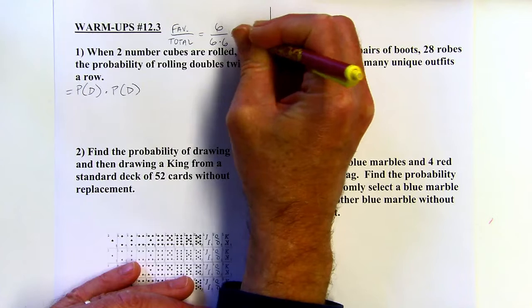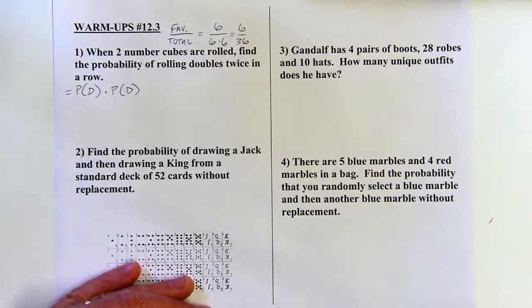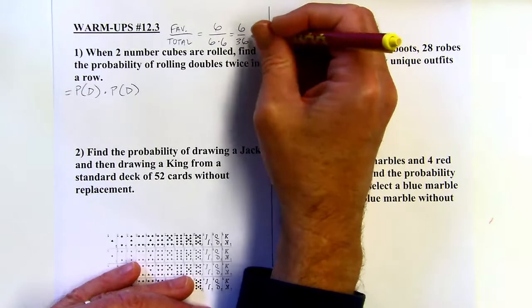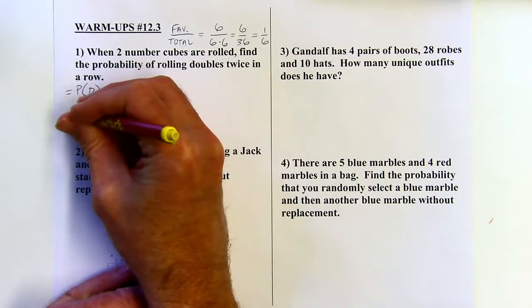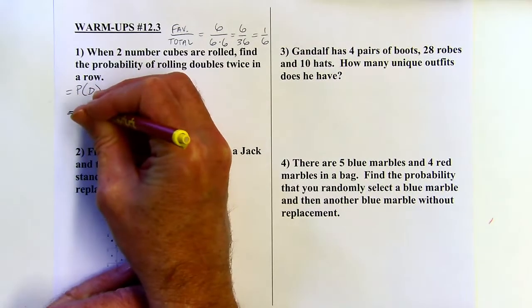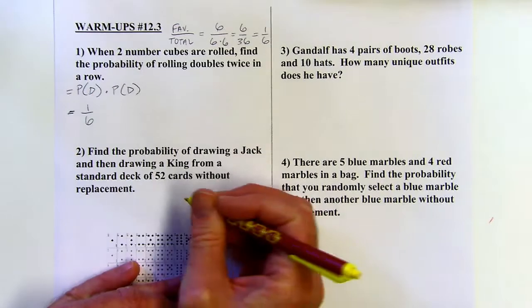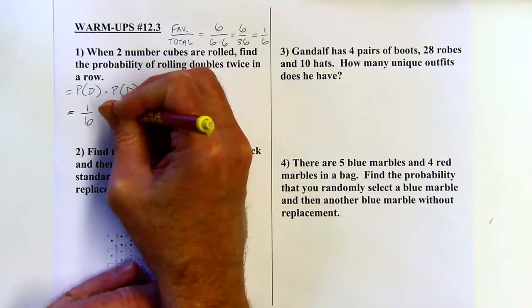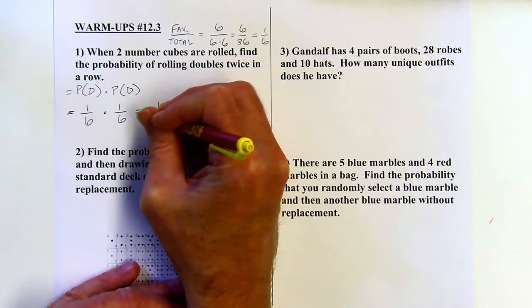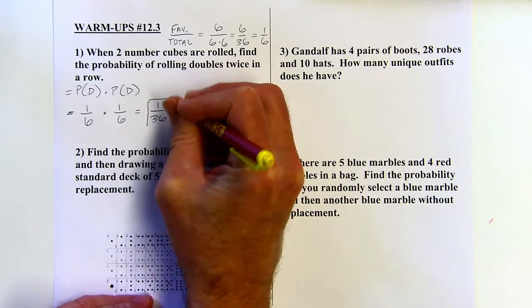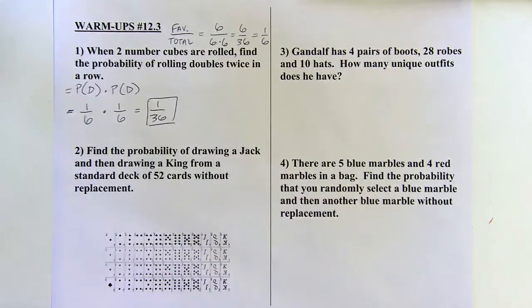So we've got 6 out of 36 probability of rolling doubles once, which would reduce to 1/6. So then I can say, okay, for the first time you roll the number cubes, you got a 1/6 probability of rolling doubles, and you got that same probability on the second roll. And then when you multiply those together, it's 1/36th probability, or you could do the percentage version of that. Okay, all right, next problem.